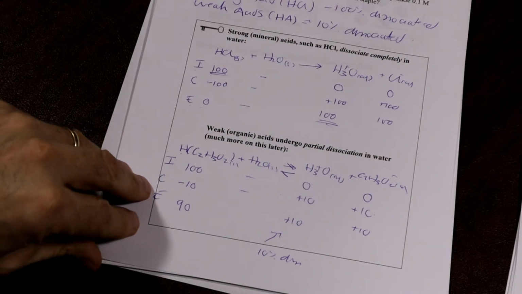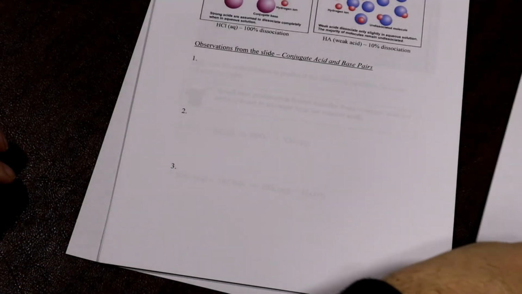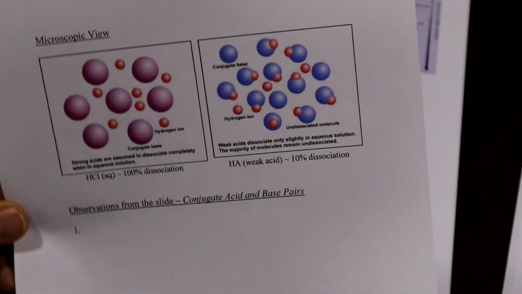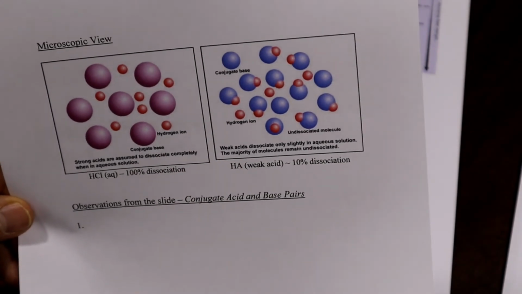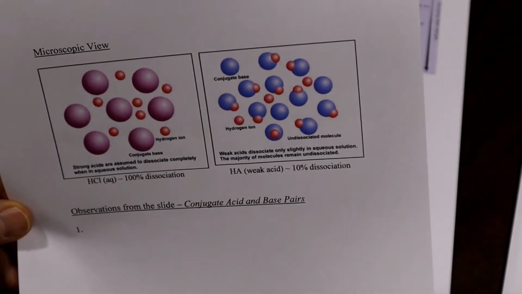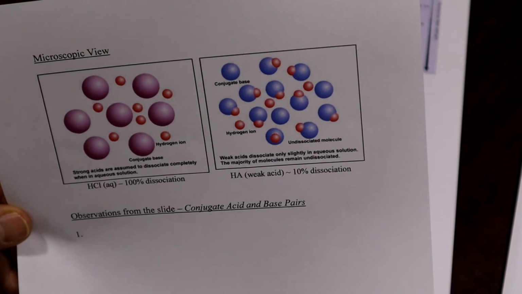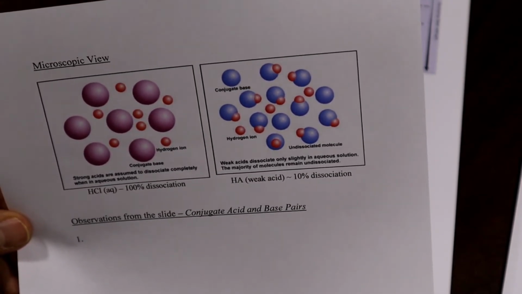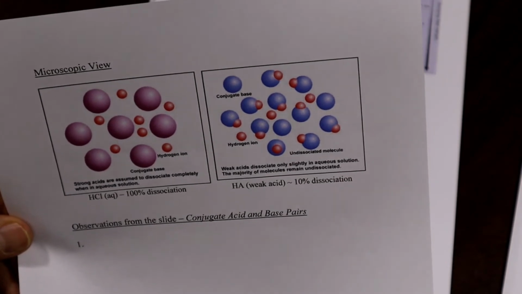Here's a nice picture of the microscopic view. Kind of hokey, but I'll hold it up to the camera so you can see it a little better. On the left we have a fully dissociated HCl. The big ones, if you like, are Cl minus. The small ones are H plus. 100% dissociated, all individual atomic ions, electrolytes.